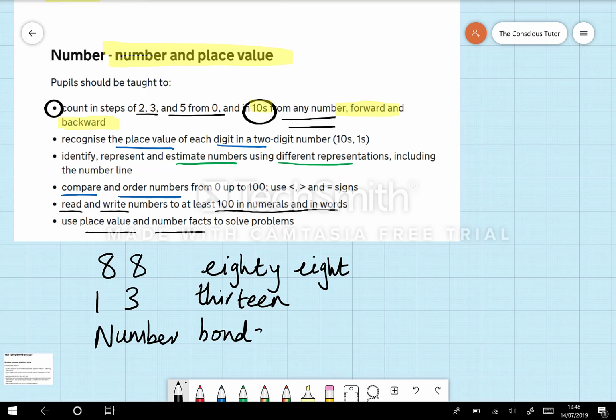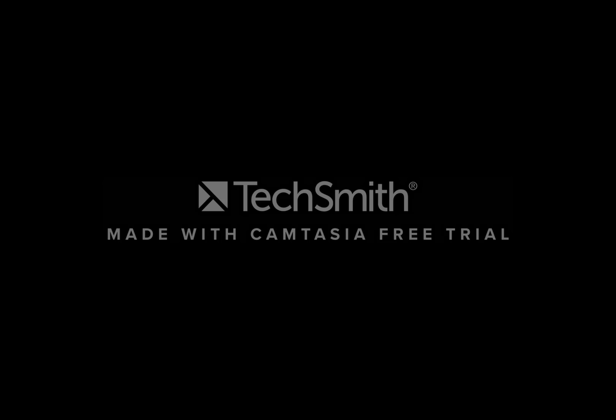And then finally, the use of place value and number facts is knowing number bonds to 5. So know that 5 plus 0 equals 5, 4 plus 1 equals 5, 3 plus 2 equals 5, etc. And how that can be used to create problems. Same with number bonds to 10 and number bonds to 100.